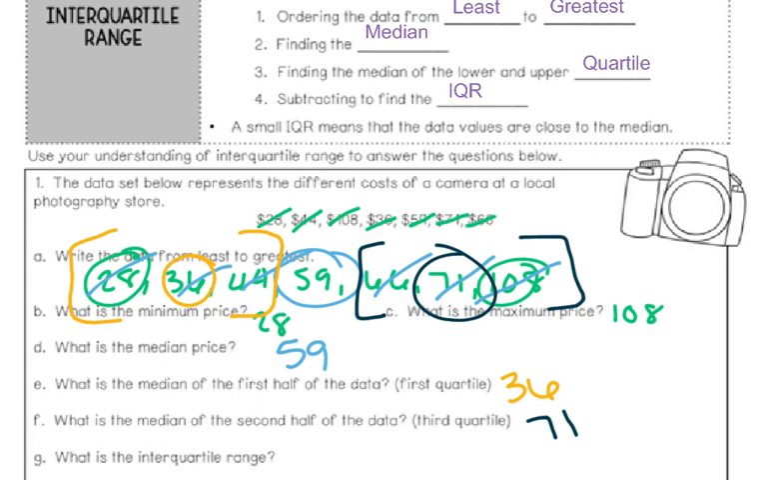And finally, we're going to find the interquartile range. You might think back to what range is, and range is where you take your largest number and subtract your smaller number. In this case, we're only looking at the interquartile range. So we're going to take our third quartile and subtract our first quartile. So for this one, we're going to have 71 minus 36 to give us an interquartile range of 35.